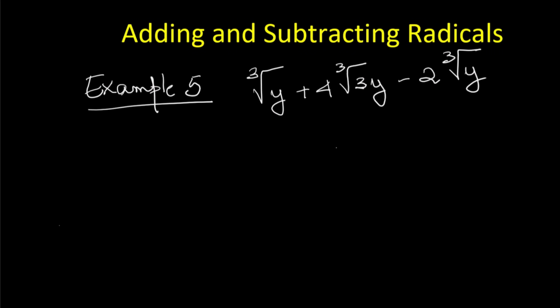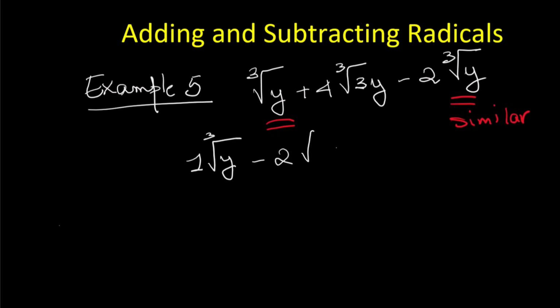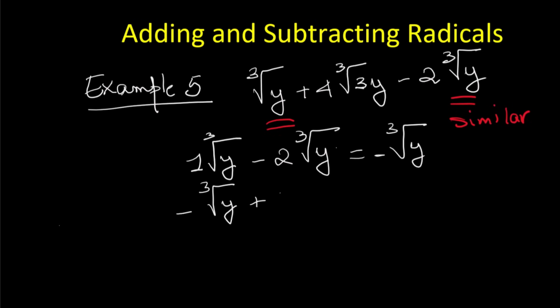Example 5, the cube root of y plus 4 times the cube root of 3y minus 2 times the cube root of y. We group the like radicals. The cube root of y and negative 2 times the cube root of y are similar terms. 1 cube root of y minus 2 cube roots of y equals negative 1 cube root of y. So the expression becomes negative 1 cube root of y plus 4 times the cube root of 3y. Since the radicals are not alike, this is the simplified result.